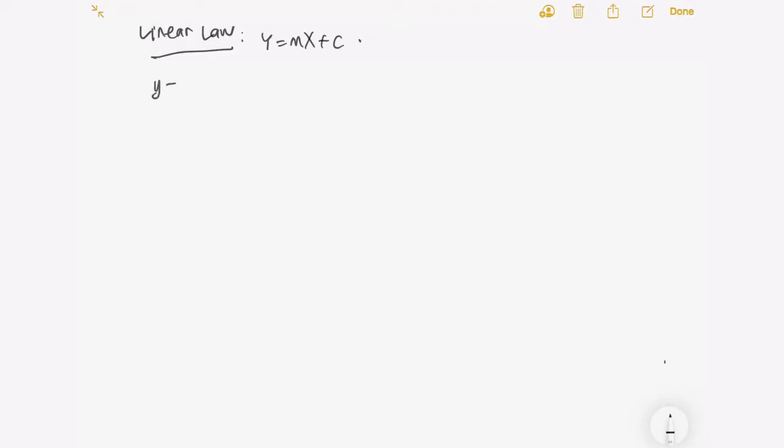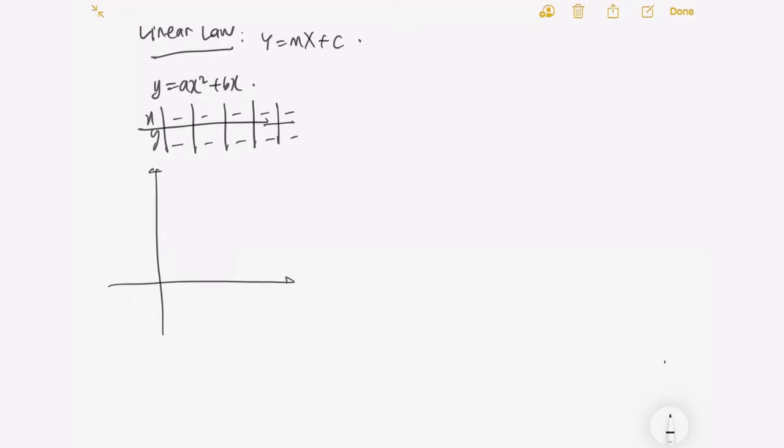A classic example would be, let's say you have experimental values of x and y, and you know that the relationship between x and y is given by, let's say, y equals ax squared plus bx. You got your x values and y values, and you draw a graph, and you may find that your graph looks something like this. It's a curve, right? It's a quadratic.